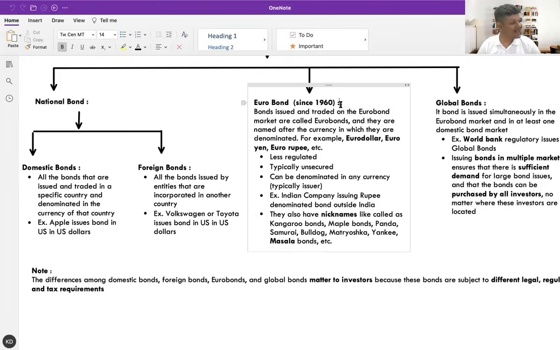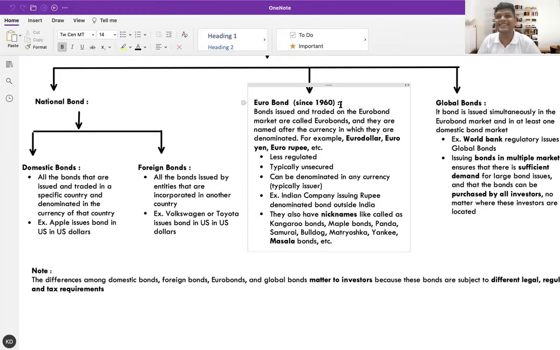Masala bonds. I'm not kidding. I'm very serious. What are we known for abroad? What do foreigners know us for? Our spices, right? Yes. Thank God they have not kept our name as the snake charmer bond.